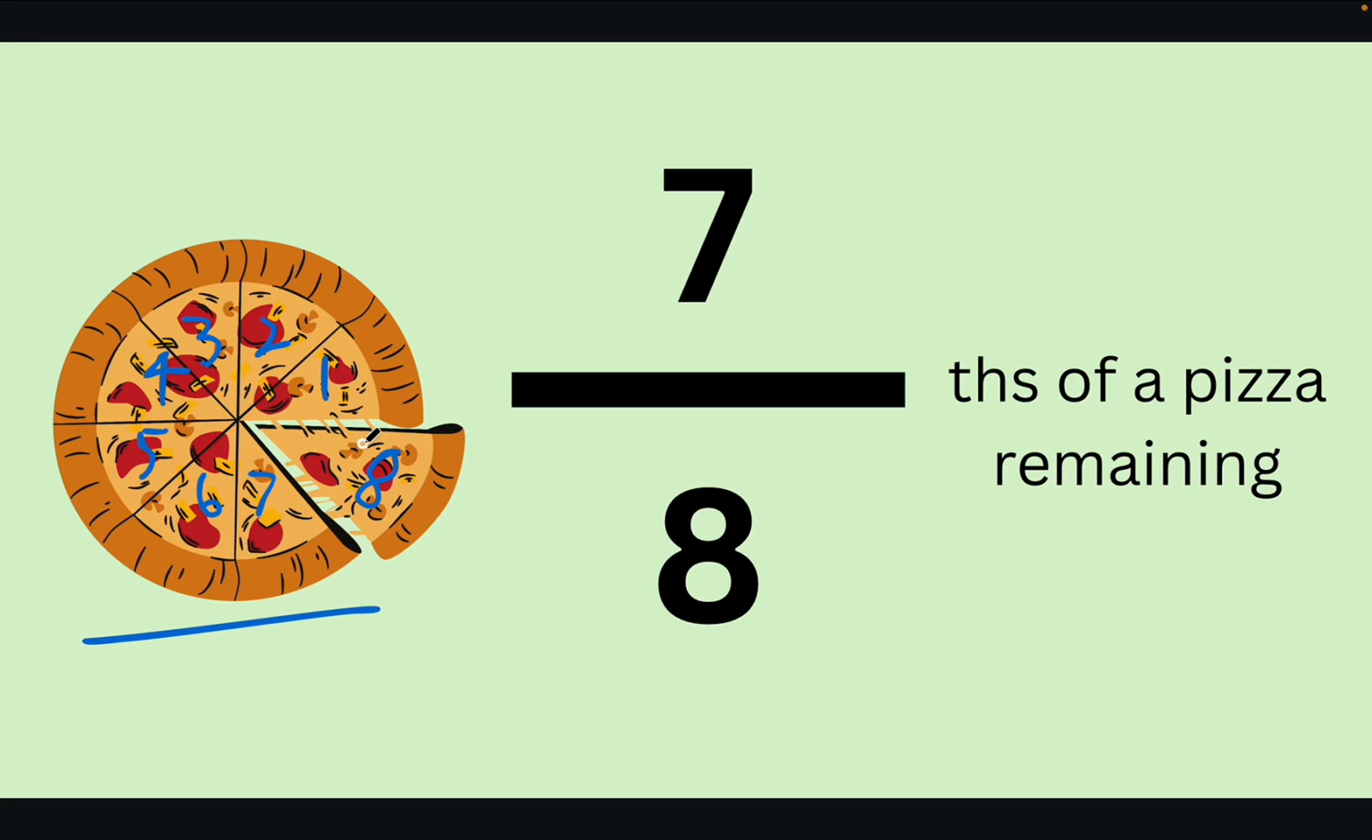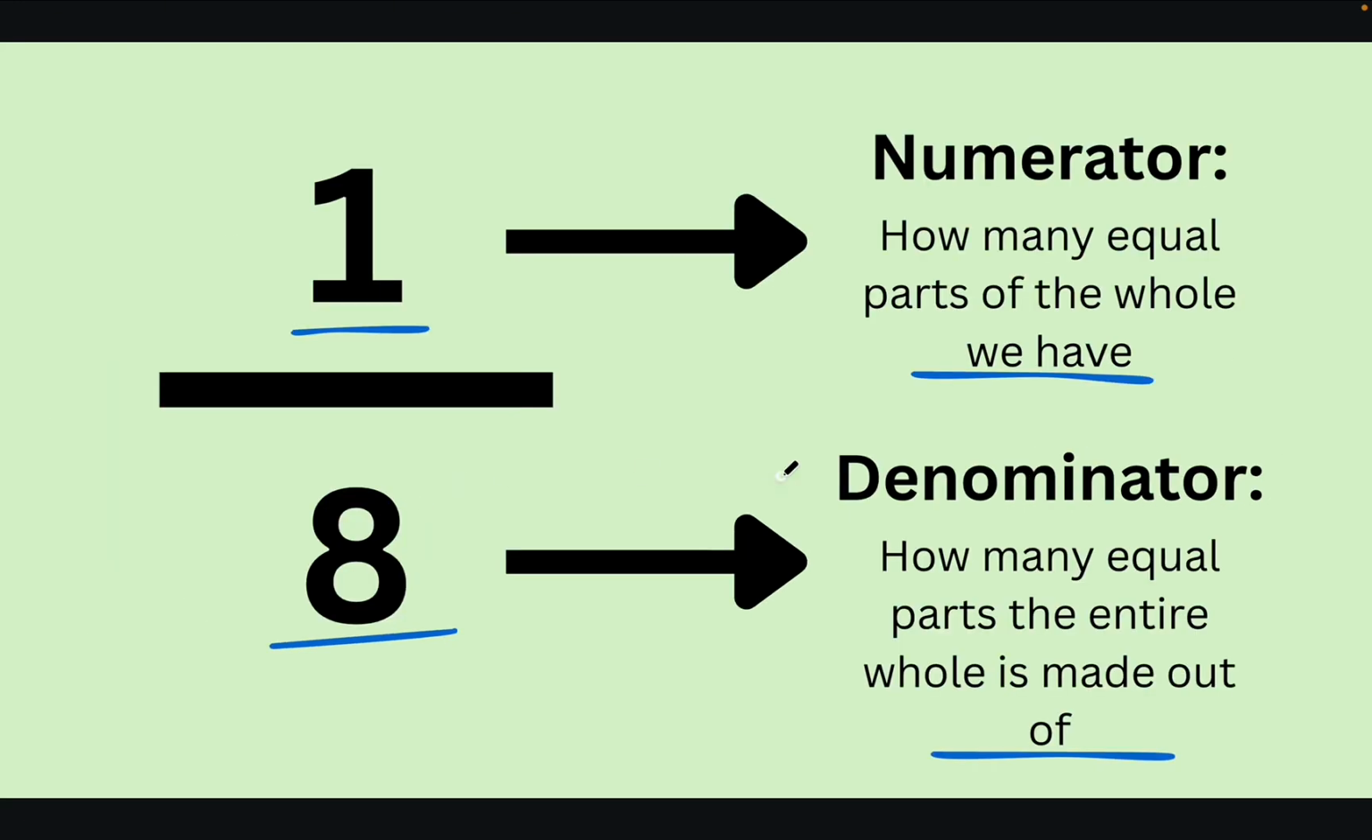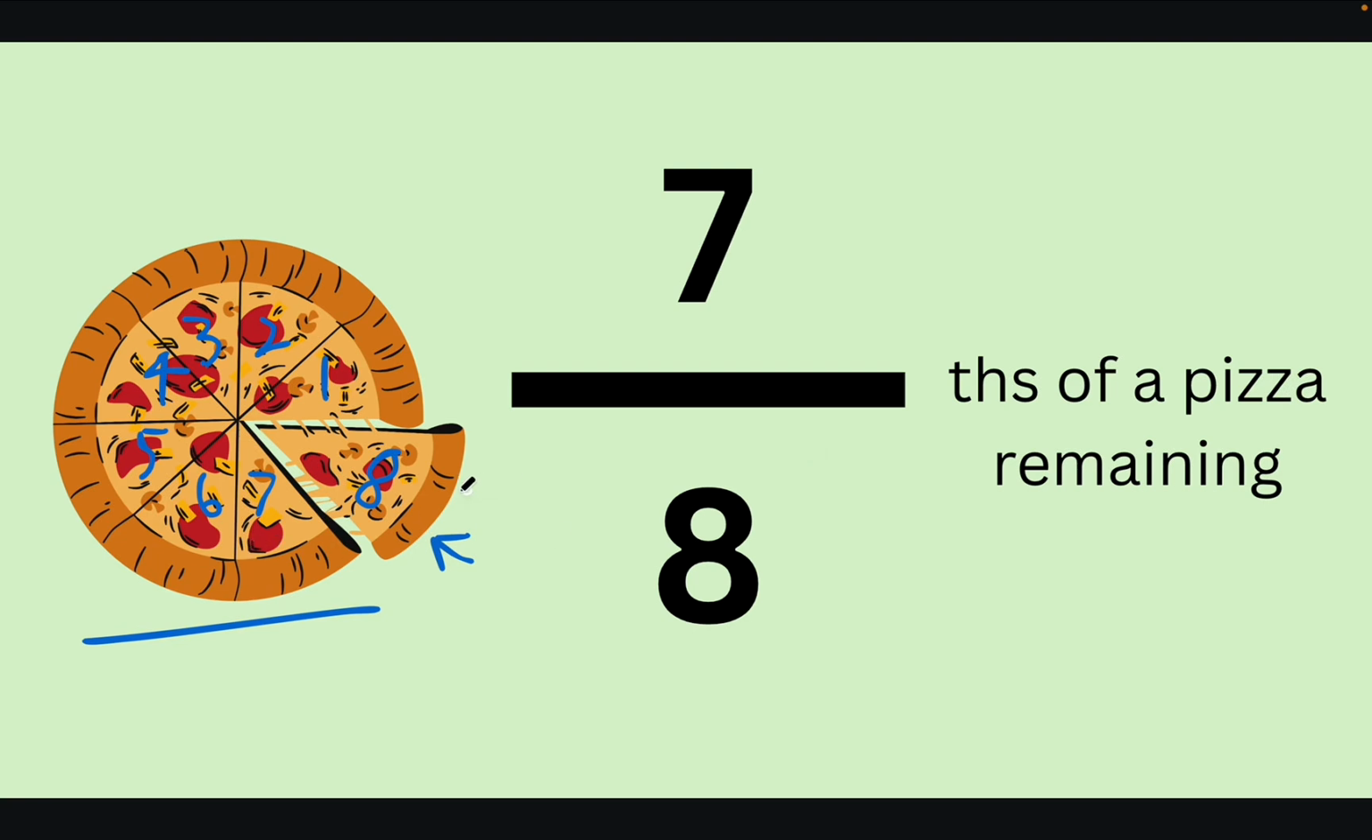However, since we're taking away this first slice, presumably to eat, the rest of the pizza is just made up of 1, 2, 3, 4, 5, 6, 7 slices of the pizza because this eighth one has already been eaten. That makes it our numerator, or how many equal parts of the whole we have. Because once we eat this eighth slice, we will only have 7 slices remaining of the pizza. In other words, we would have 7/8 of a pizza remaining.